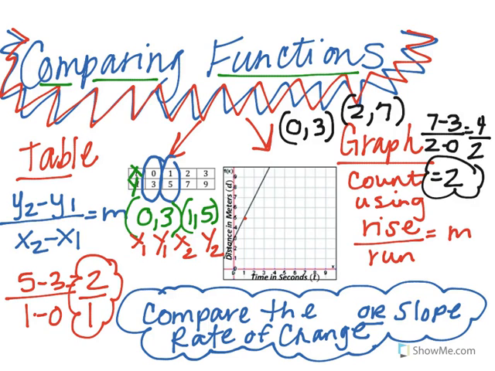So if it told you to compare the functions, you would look at your table and you would find that the slope for the table would be 2, and then you'd look at your graph and you'd find that the slope for the graph would be 2. So in both of these, the slope or the rate of change is 2, so when you compare the functions, you can say that the functions are the same, because they have the same slope.